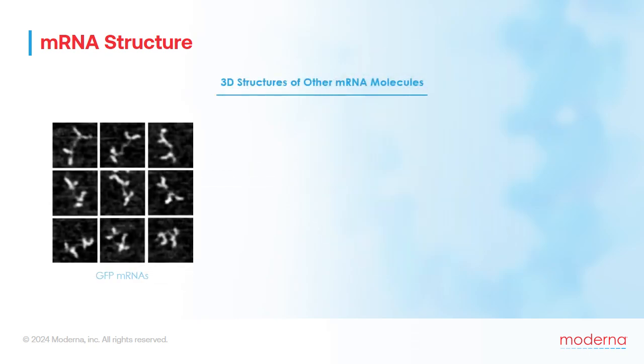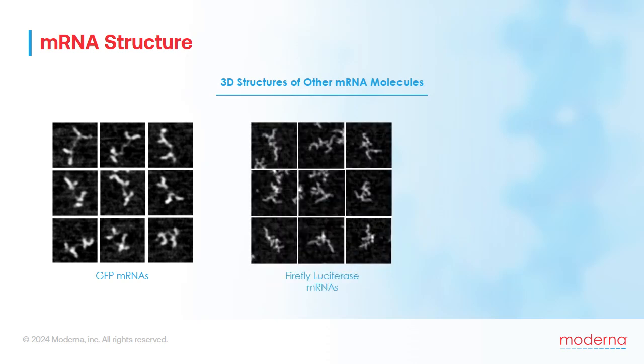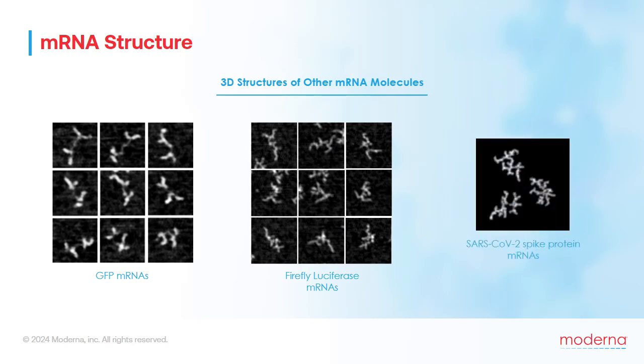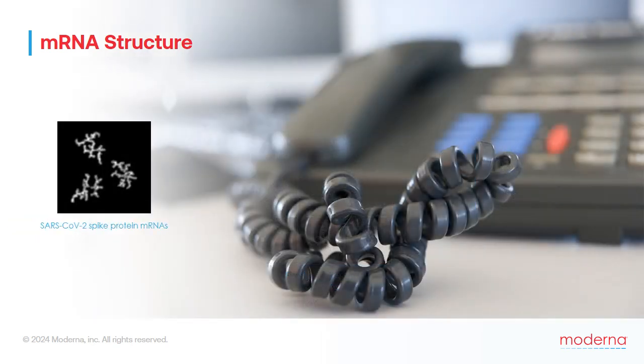This next image shows many more molecules of different mRNAs that contain the blueprints for GFP, for firefly luciferase, which is the protein that enables fireflies to glow, or the SARS-CoV-2 spike protein. In fact, this last mRNA is exactly the mRNA sequence that went into Moderna's original COVID-19 vaccine. So what you can see is that mRNAs are floppy string-like molecules that fold up into a variety of structures. In many ways, these structures resemble those formed by old-fashioned telephone cords.